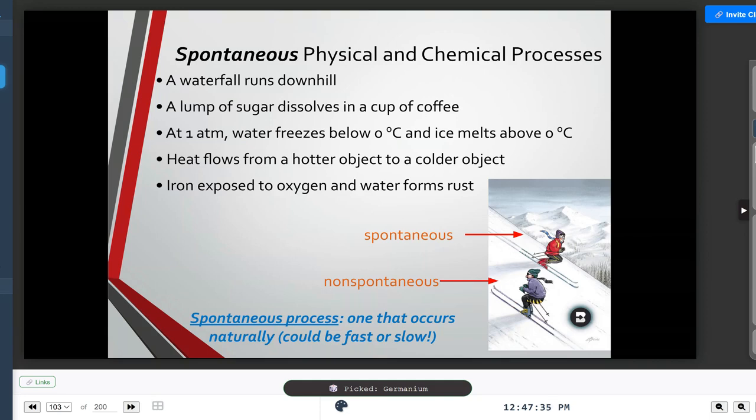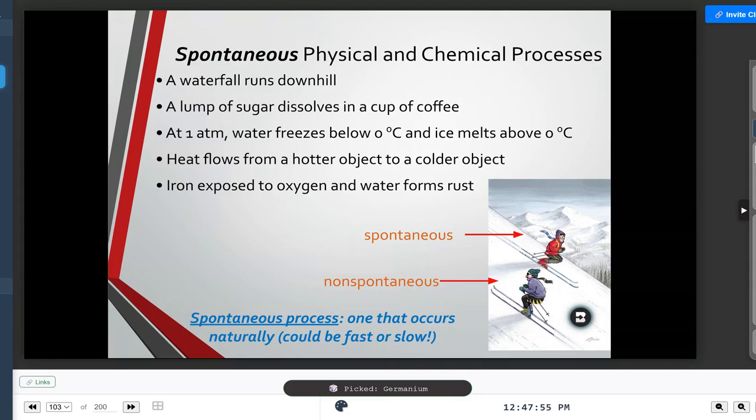You can see the skier here. One is going downhill, one is going uphill. It's pretty natural to go downhill if you're on some skis. It's the natural flow of things. Not very natural to go uphill, right? It's going to require some sort of energy input if I'm going to go uphill like that. And that's what we want to think about here. We want to think about other types of natural processes.